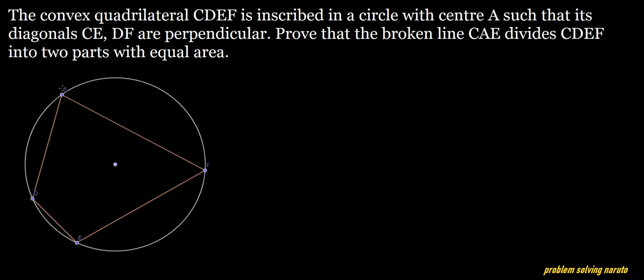Prove that the broken line CAE, so the center is A, the line CAE divides this cyclic quadrilateral into two parts with equal area. Okay, that's what we want to prove. Please give it a try.